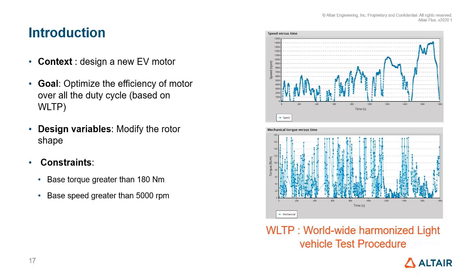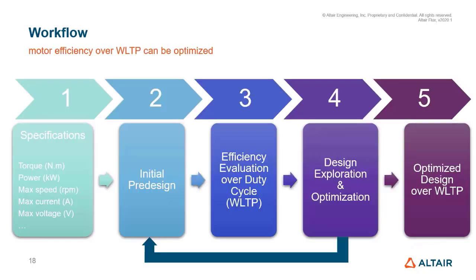The design variables here are to modify the rotor shape only, with the stator shape being fixed. And of course, we need to keep the requirements needed from the motor as a constraint on the study, which is the base torque should be greater than 180 Newton meter and the base speed greater than 5,000 RPM.